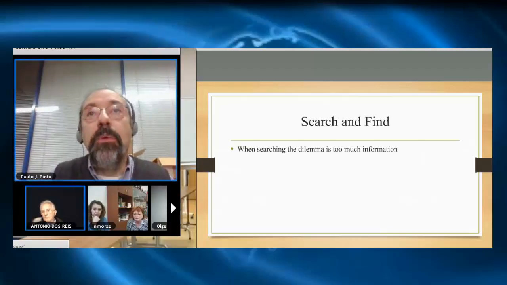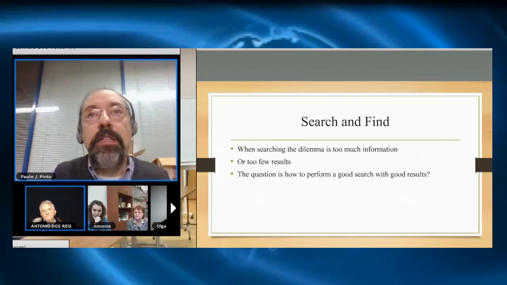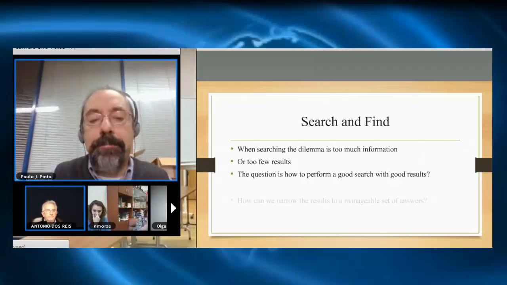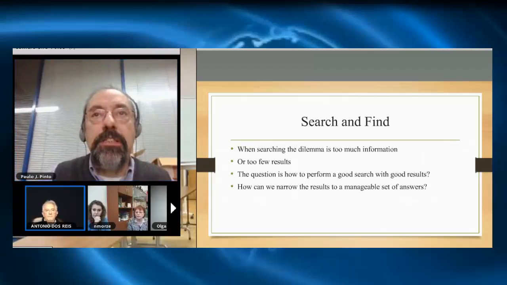Or else when we do a very narrow search, you get too few results, and that is not enough for us to compare or to make an assessment about the results. So how to perform a good search with good results, this is the main question. You have to search and find a set of results that can be workable, not too much, not too little. So the question is, how can you narrow the search to appropriate results?